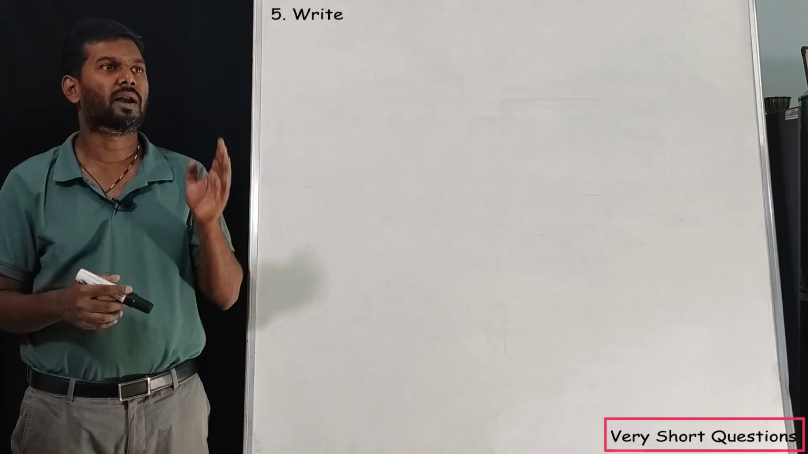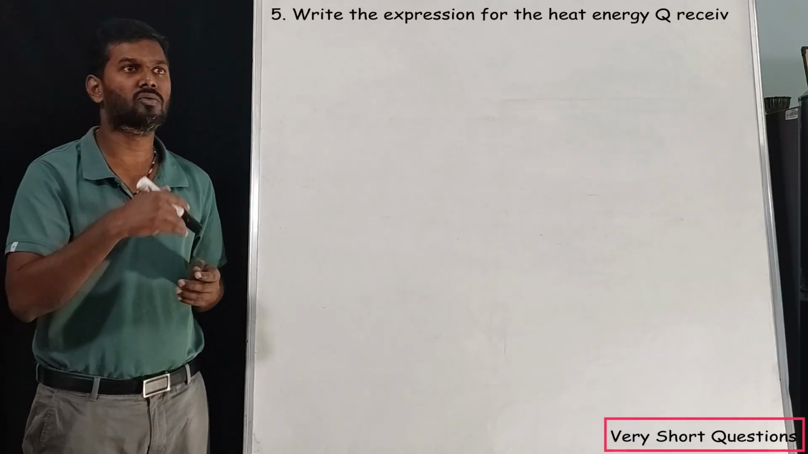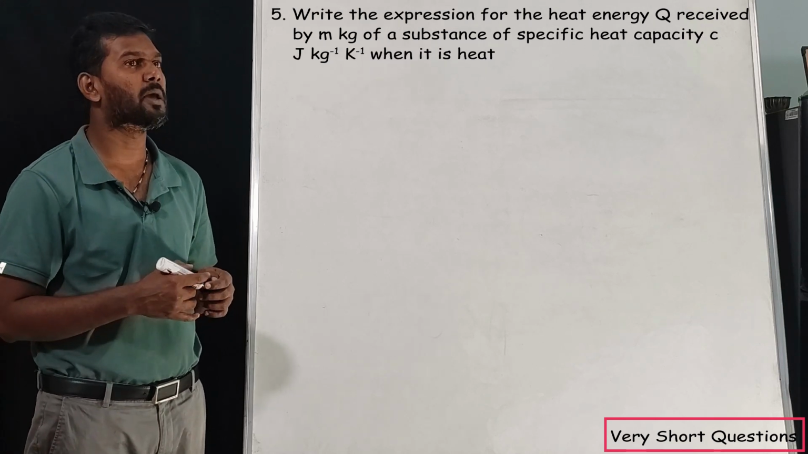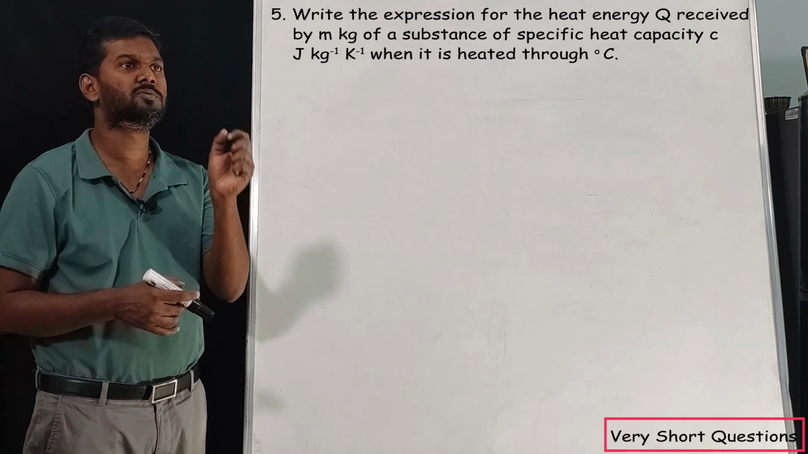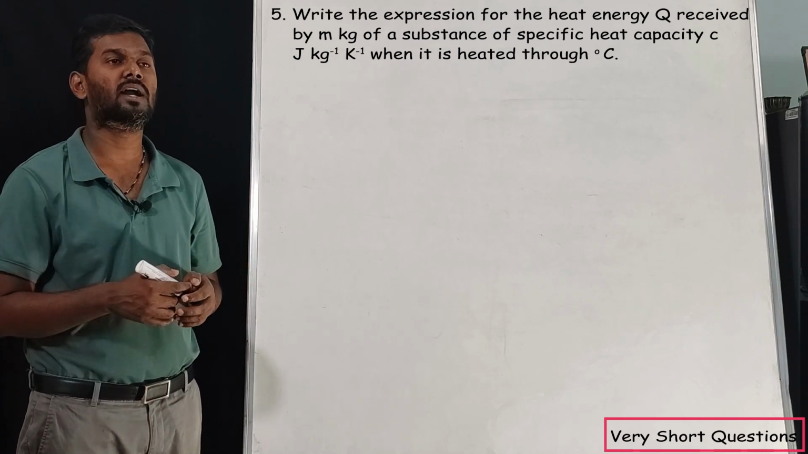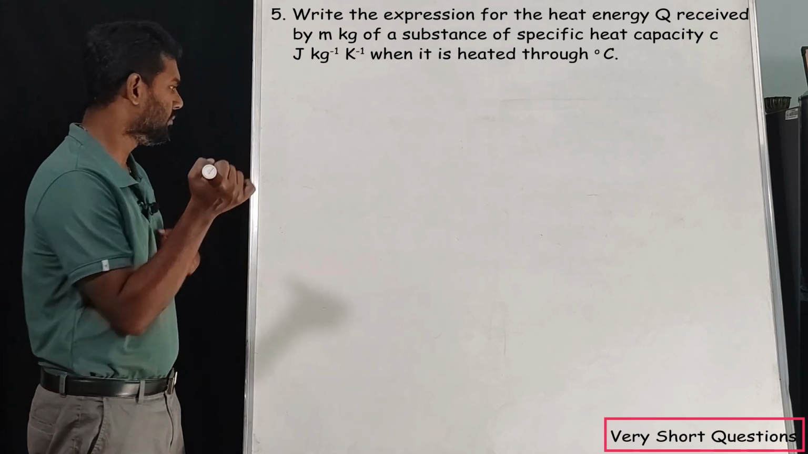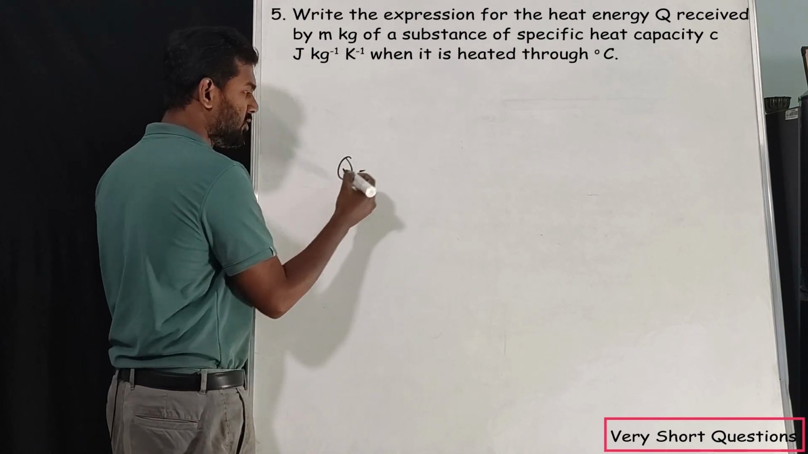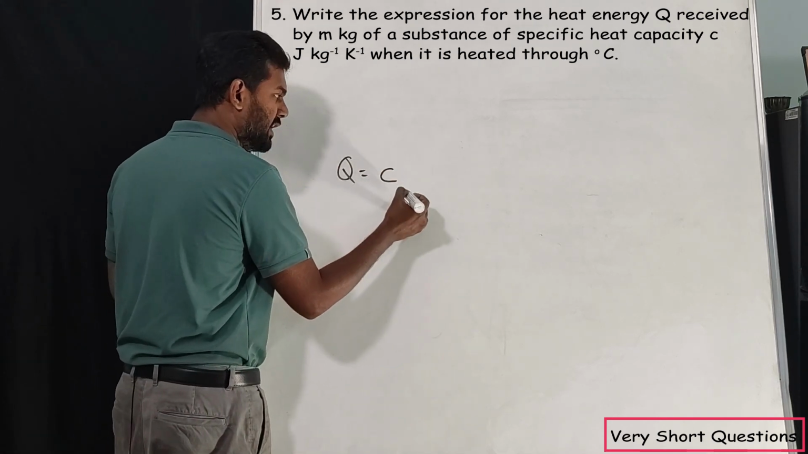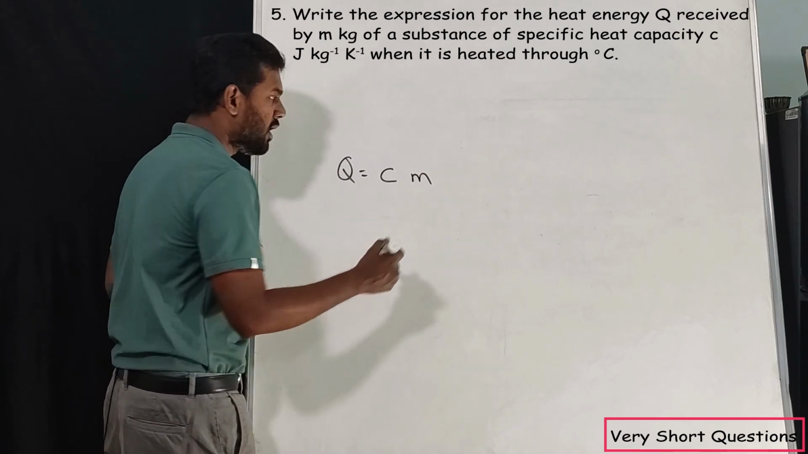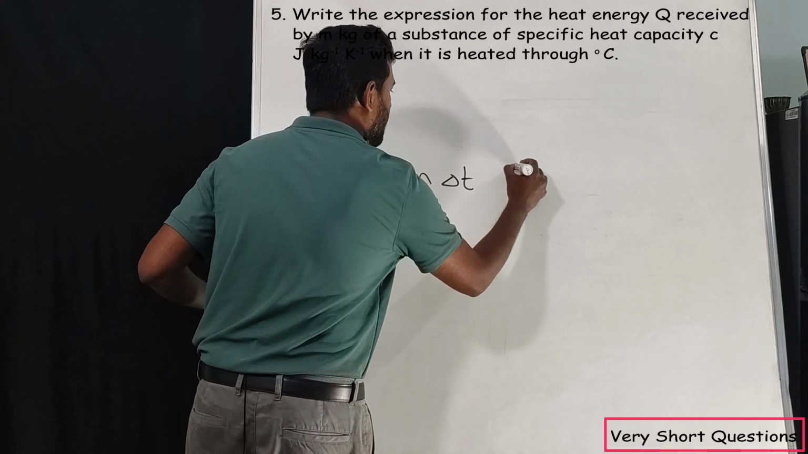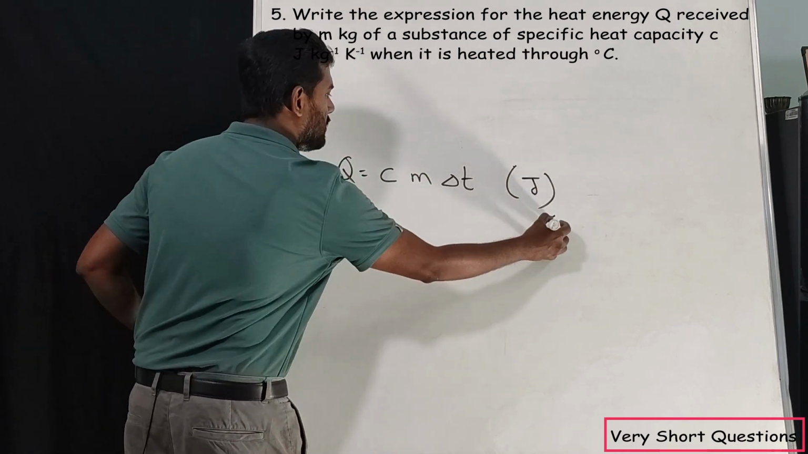Our next question, write the expression for the heat energy Q received by mass kg of a substance of specific heat capacity C joules per kg per Kelvin when it is heated through delta T degree Celsius. Very simple. Q is equal to, this is what we have learnt in concept video. Q is equal to specific heat capacity, mass of the body and change in temperature. The answer will be in terms of joules.